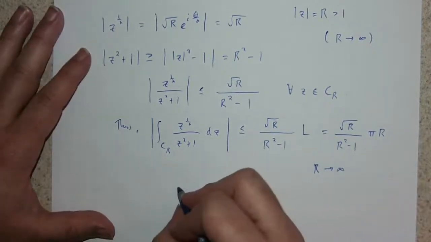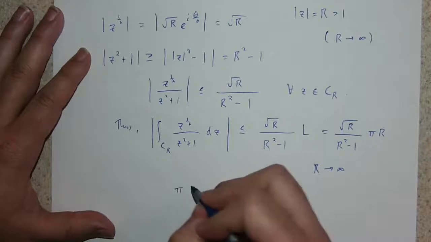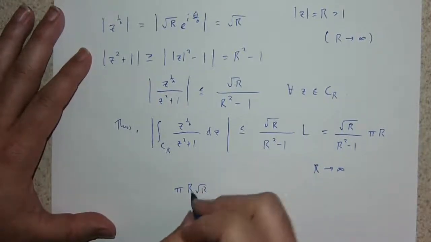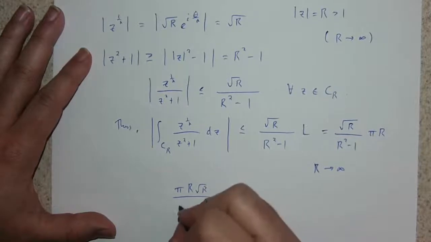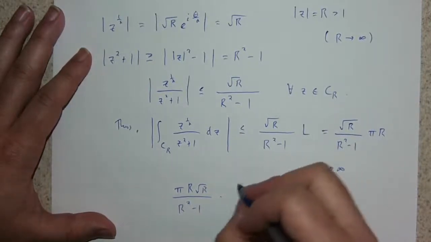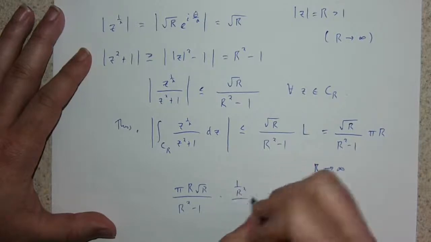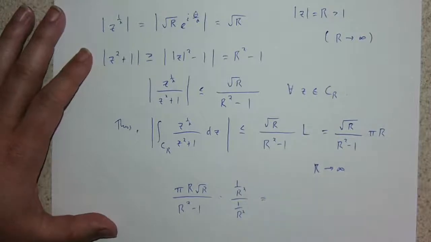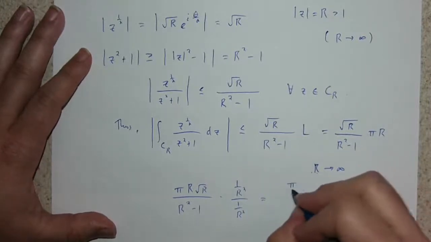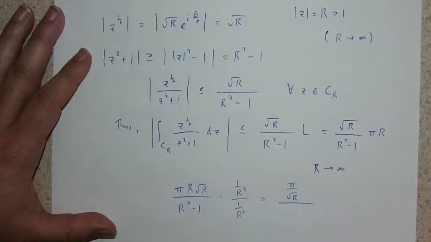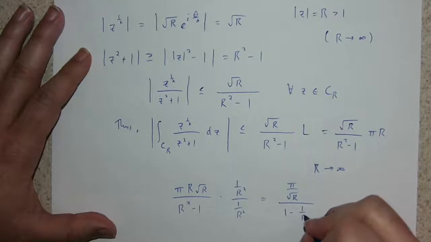And so if I look at, say, pi times r times the square root of r over r squared minus 1, and I multiply by 1 over r squared, to move these things around, what do I get here? I get pi over square root of r, so I have an extra 1/2 power of r here, and I get 1 minus 1 over r squared.